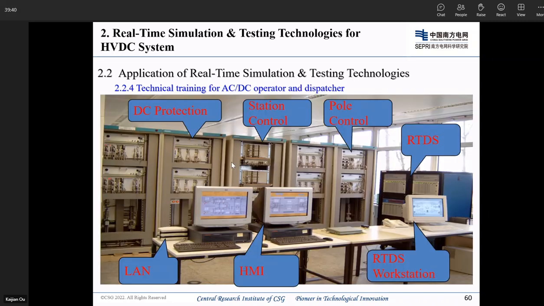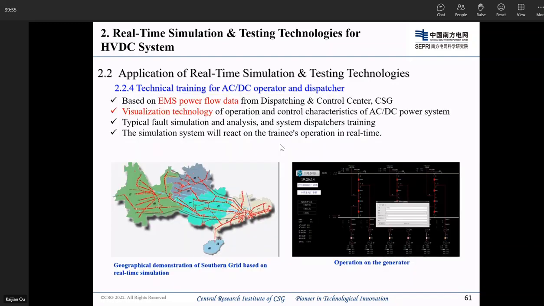And also technical training for the AC and DC operators and dispatchers. We use this to train the operators and dispatchers, and also for AC dispatchers, HVDC operators or the dispatch center. Every year we use RTDS to train the dispatch center engineers.